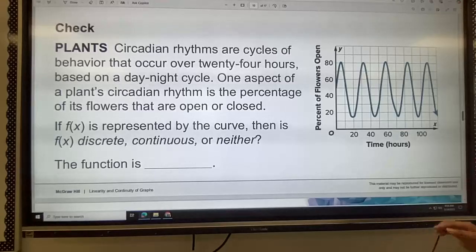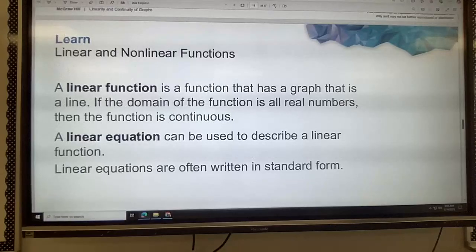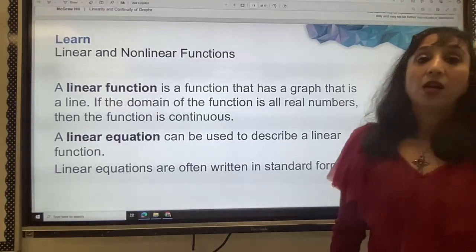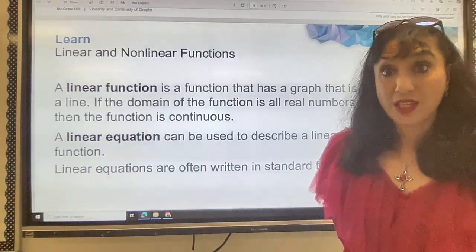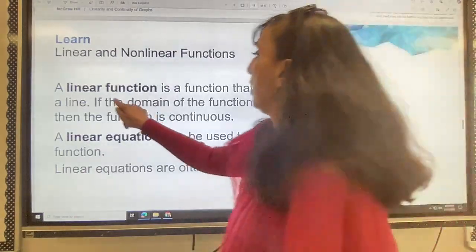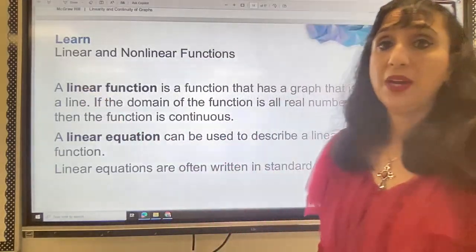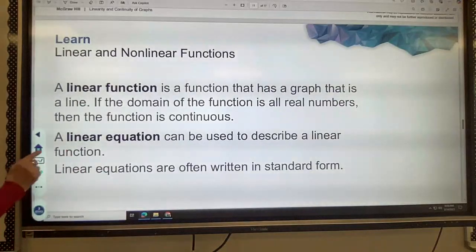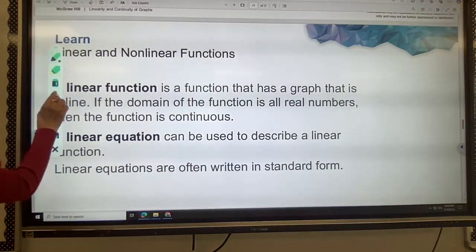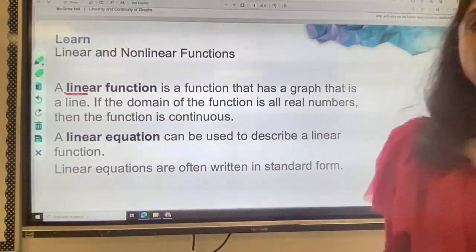All right, so let's talk about this really quick. Linear and non-linear functions. Okay, so a linear function is a function that has a graph that is a line. That's why, remember, it's got line in there. So that's a linear function, okay, because it has a graph that is a line. And I always want you to look at this part, so it's telling me that a line is in that graph.